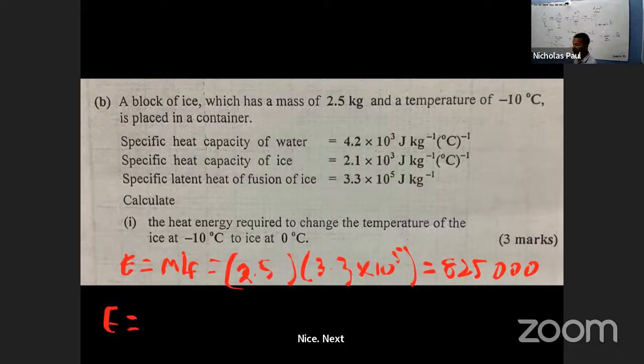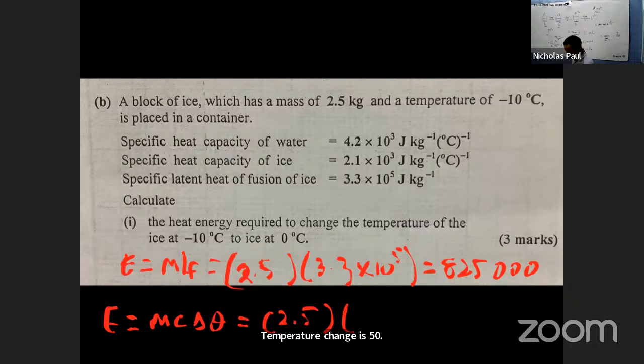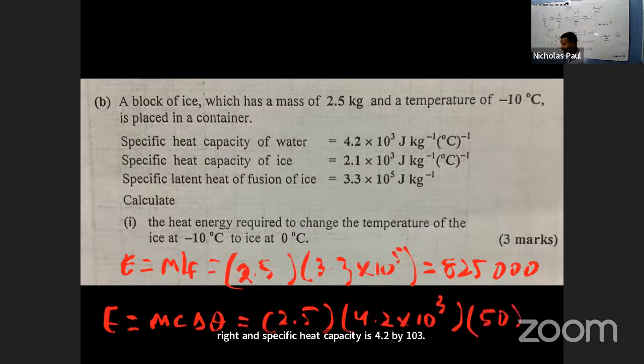Next, temperature change. So the formula we're using is what again, Jaden? Temperature change. Right, E is equal to what? mc delta theta. m is 2.5. Temperature change is 50, right? And specific heat capacity is 4.2 by 10 to the 3. Right? And multiply it out. And then add them up, right?